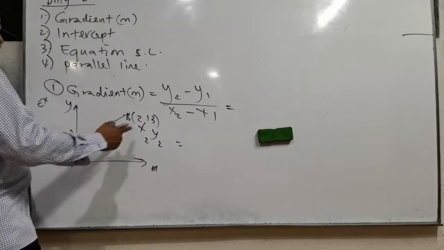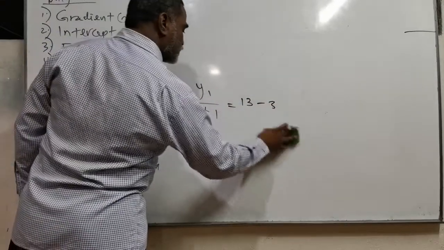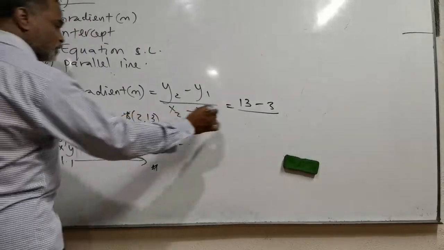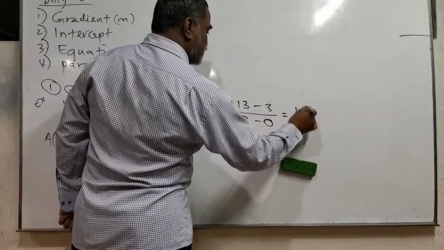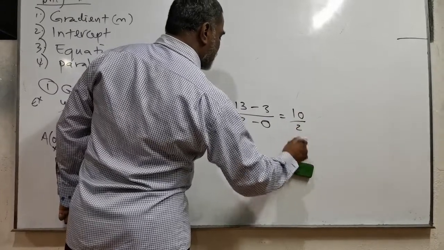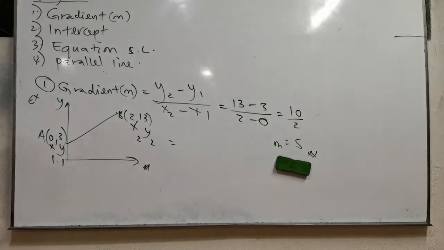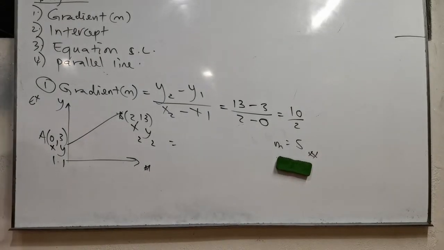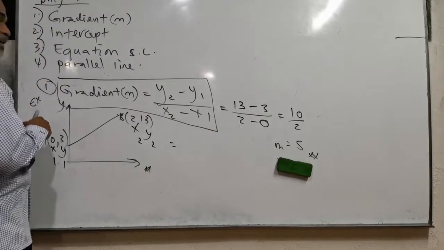So, y2 is 13, y1 is 3, x2 is 2, x1 is 0. From there you get 10 divided by 2. So the gradient will be 5. So that's a way to find the gradient. Alright, so this is how to use the formula to find the gradient. I think everybody understands.